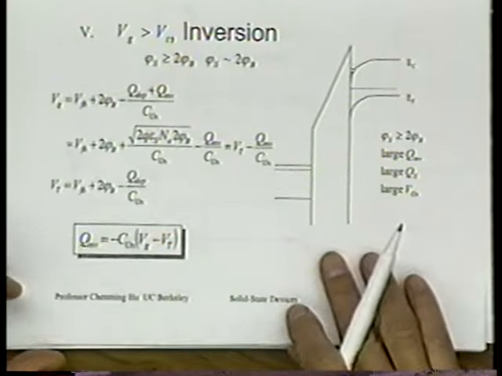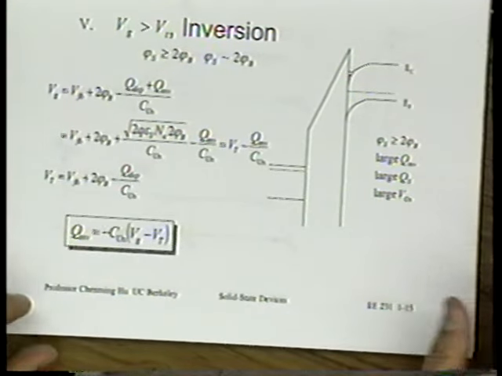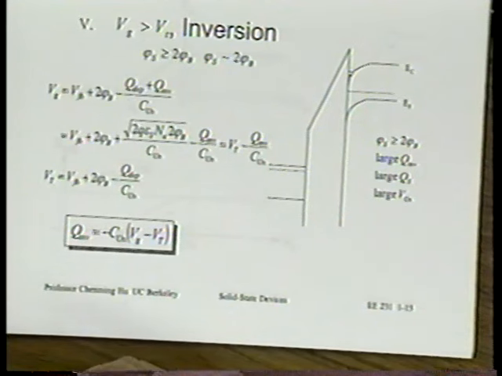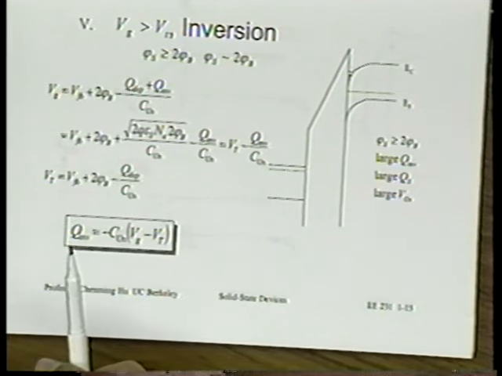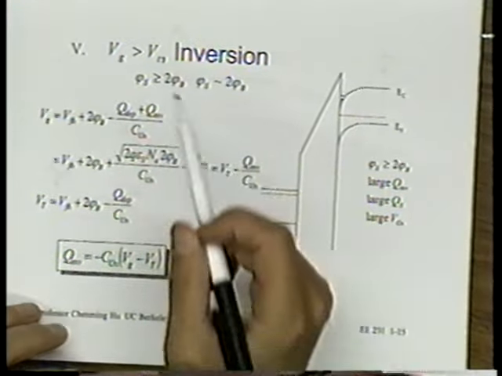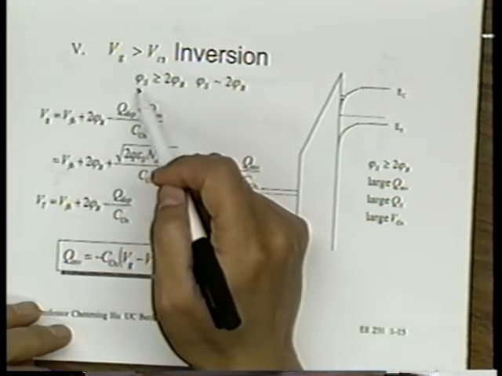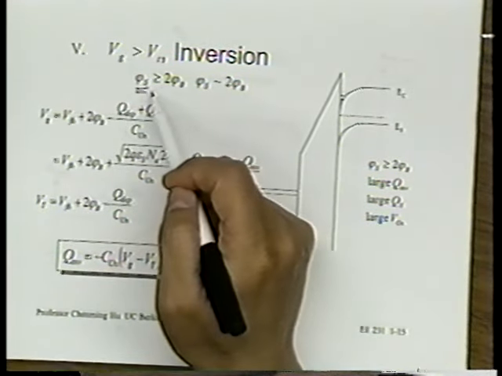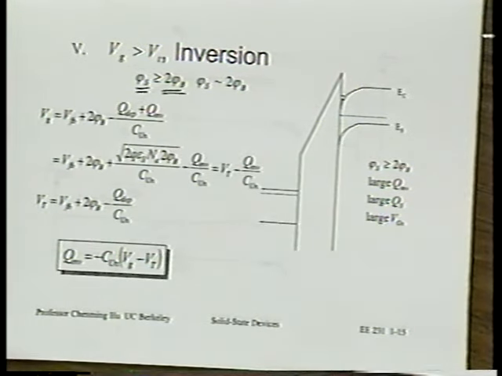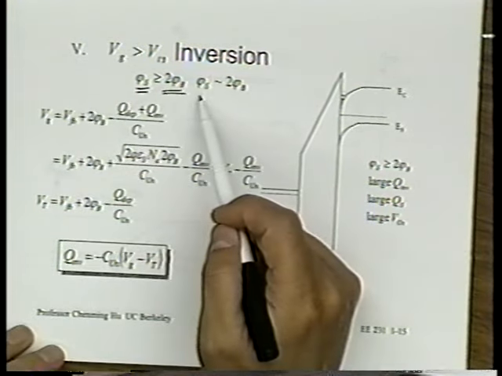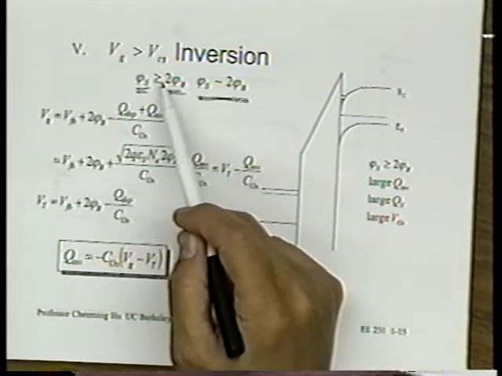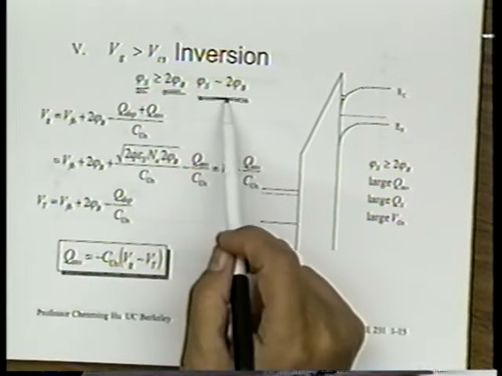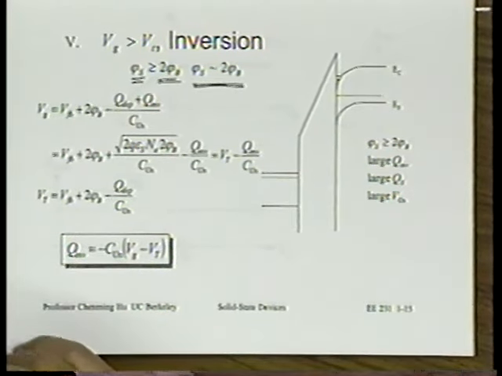It's inversion. What if we go beyond the threshold when VG is even larger than VT? Well, when VG is larger than VT, we make an approximation very similar to the accumulation case. That is, we say the phi S, the surface potential, does not increase anymore. It will stop, saturates at 2 phi B. We say phi S is roughly equal to 2 phi B, all right? Although we know it actually will go beyond, is larger than 2 phi B. What we typically assume is it's roughly at 2 phi B.